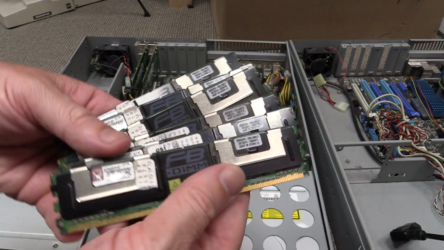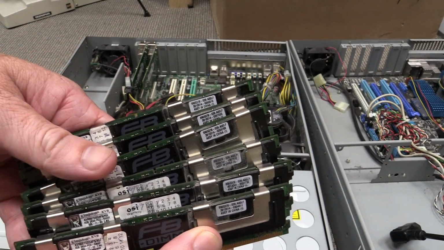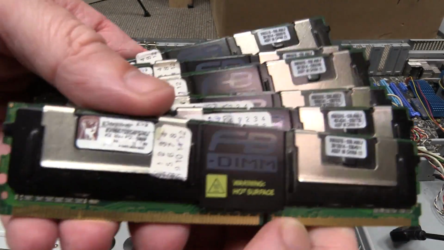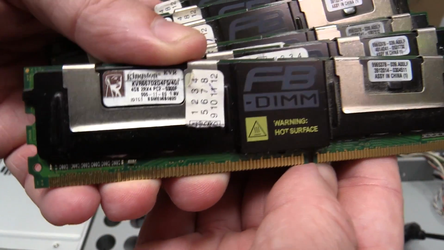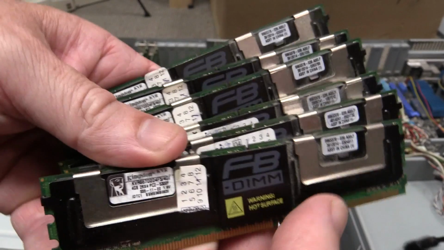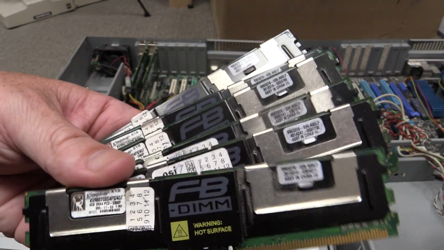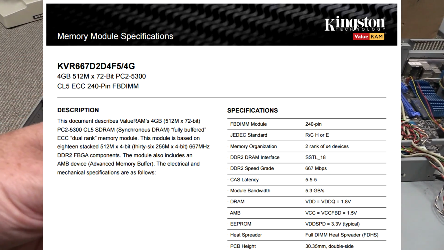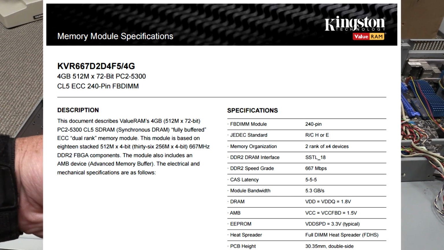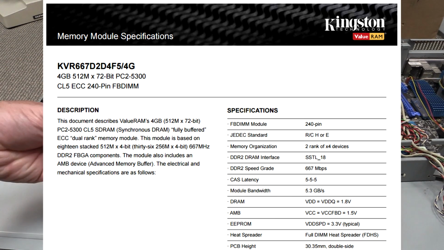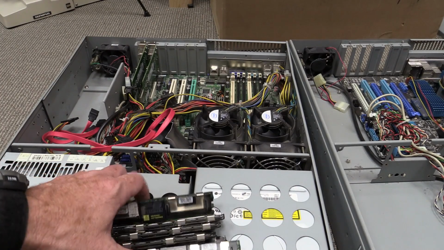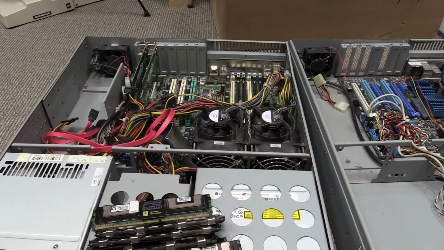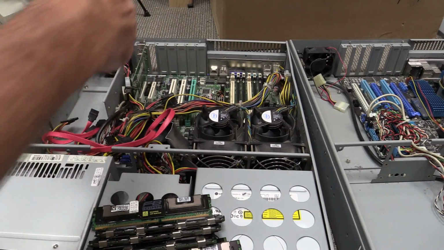Look at the RAM I scored. These are all 4 gig sticks, so there's 24 gig of RAM. I believe it's the older style DDR2, is it? But still okay. I don't think it's ECC. Anyway, 24 gigs of RAM, absolute score. But only on one of these boxes, so I don't know why the other one was empty. Anyway, we've got dual NIC cards in here.